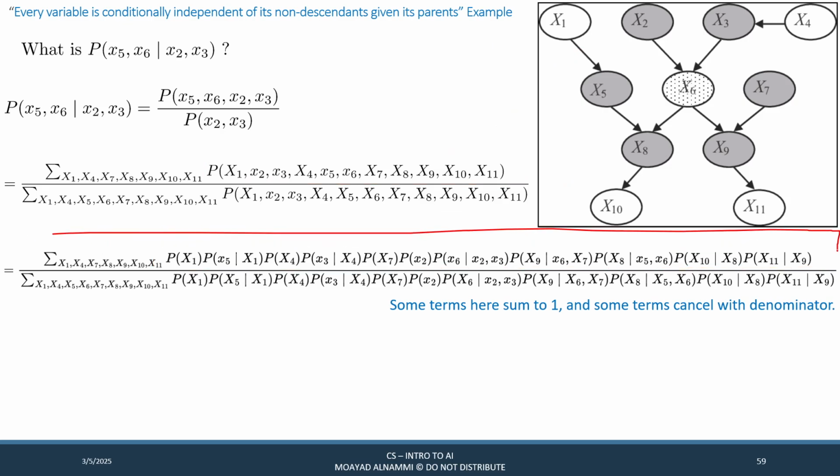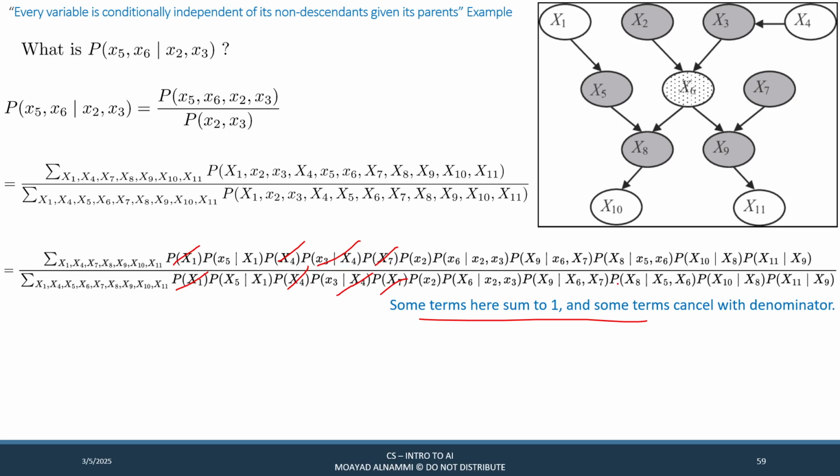And then you do the summation here. One thing you notice as well is that there are terms that cancel out. So x1 divided by x1 cancels out. This cancels out here. These two cancel out. These two cancel out. And so many things cancel out. And many terms here, if you do the math, they sum to 1.